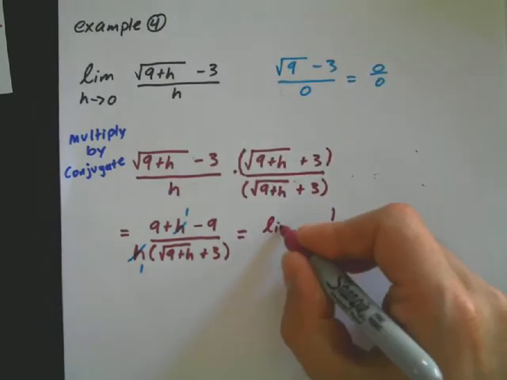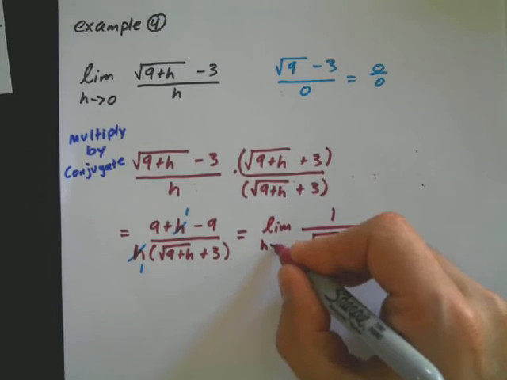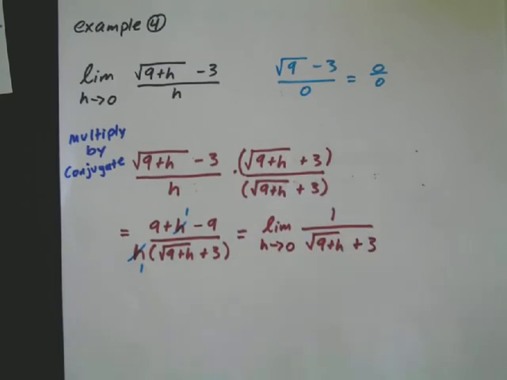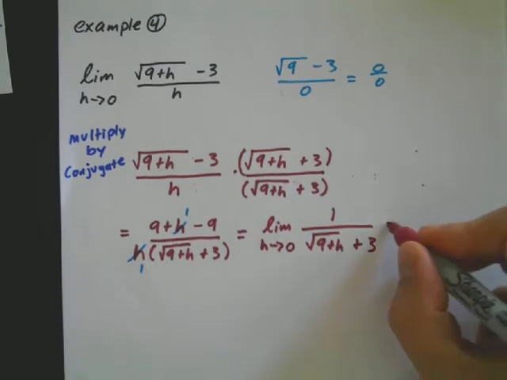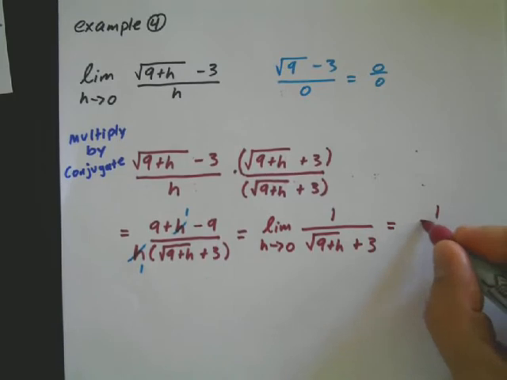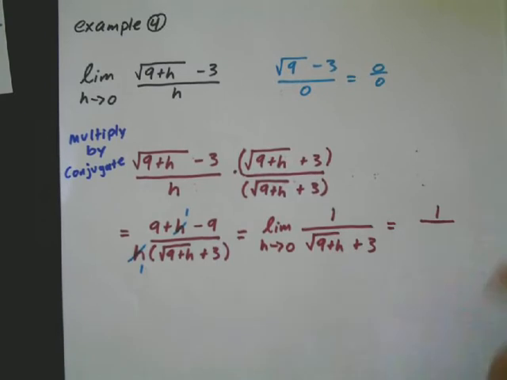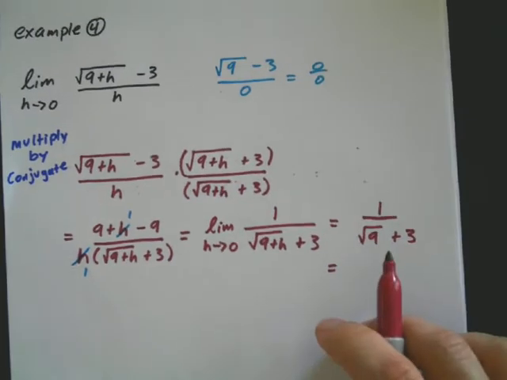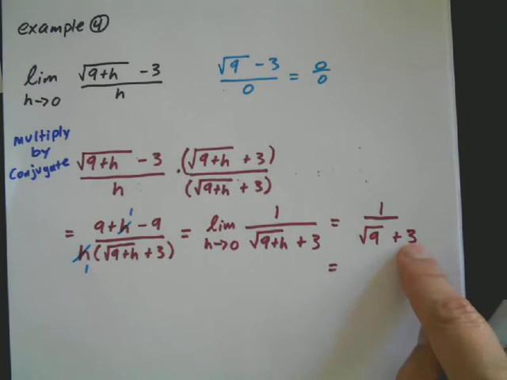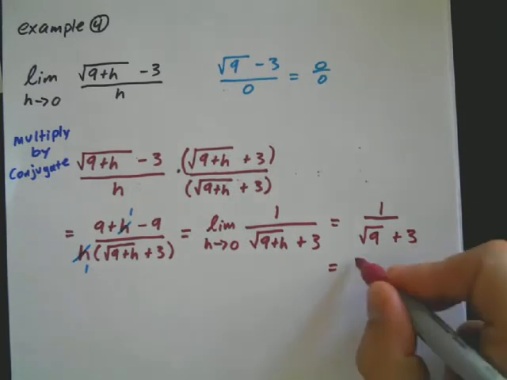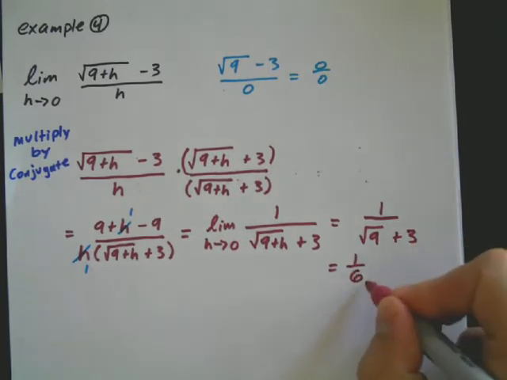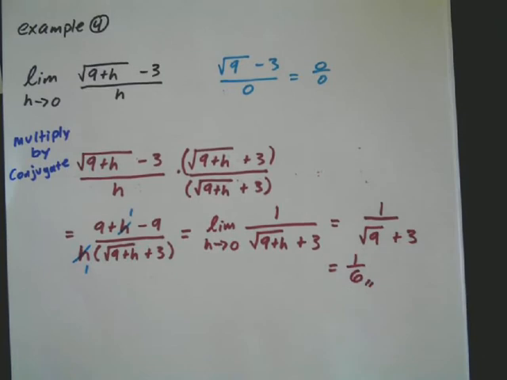So I'm taking the limit as h is approaching 0, and I end up with 1 on top. Taking 9 plus 0 is just going to be the square root of 9, plus 3, and the square root of 9 is 3. So basically 3 plus 3 in the denominator gives me 1 over 6. And that's my answer.